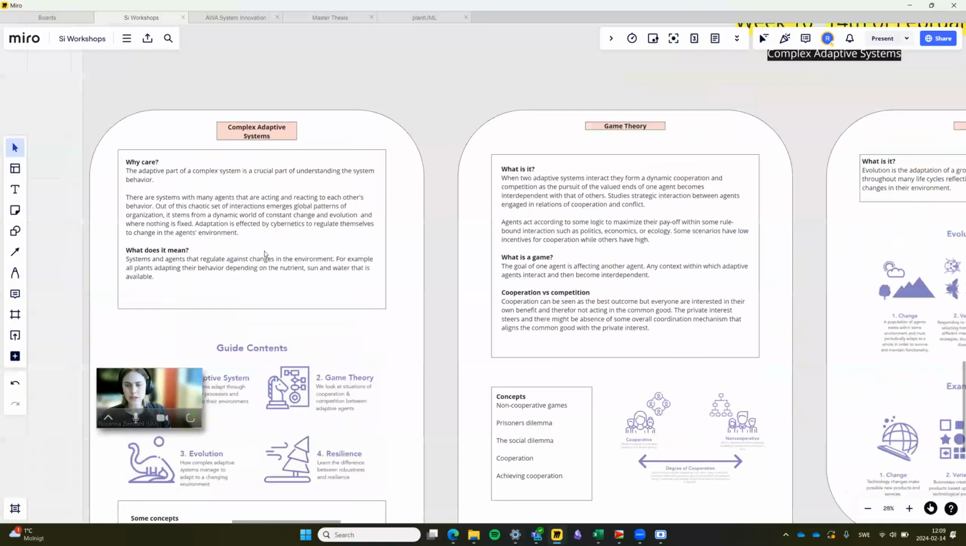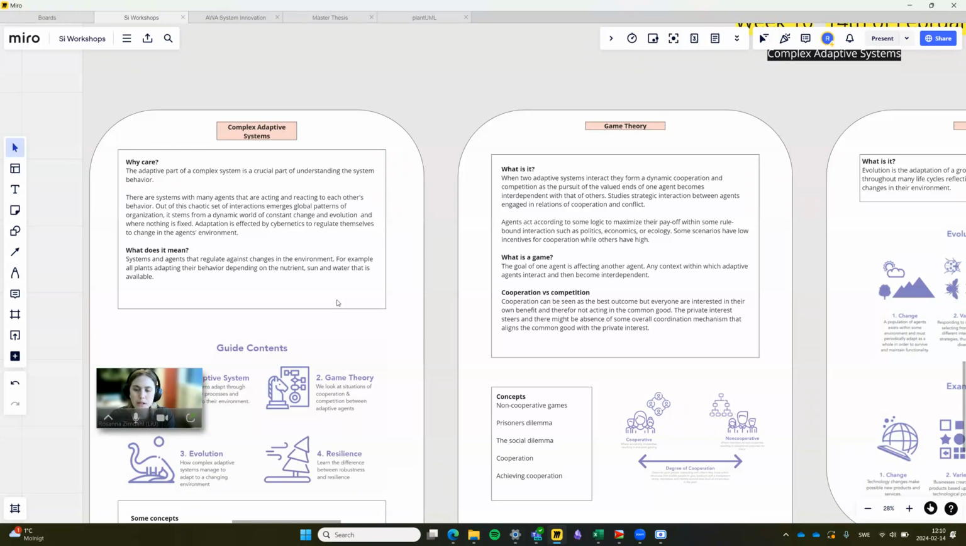So the agents are reacting and acting against each other, and it will create a bigger pattern of organization. And the agents are using cybernetics to regulate themselves to both changes in the environment and from other agents. So for example, it can be the plants and the species in nature which are reacting on each other depending on what species are nearby.